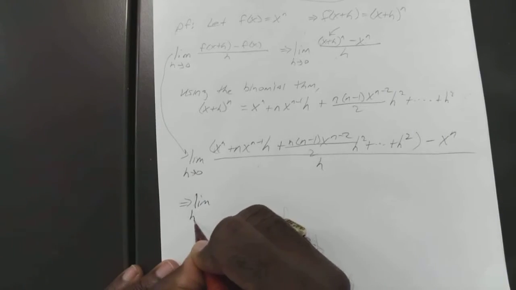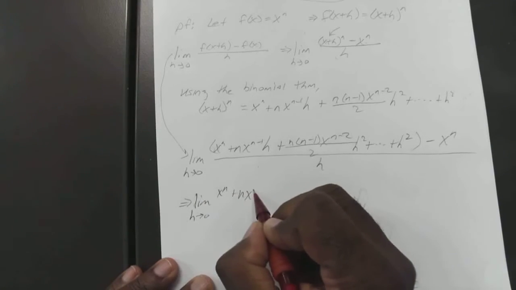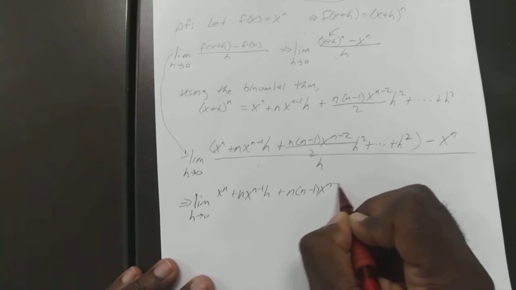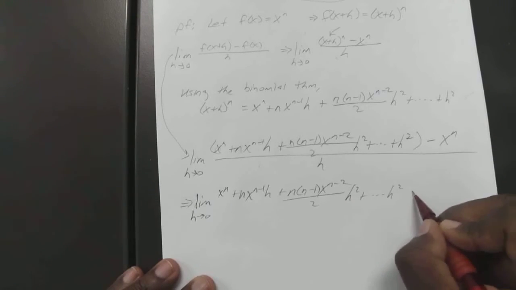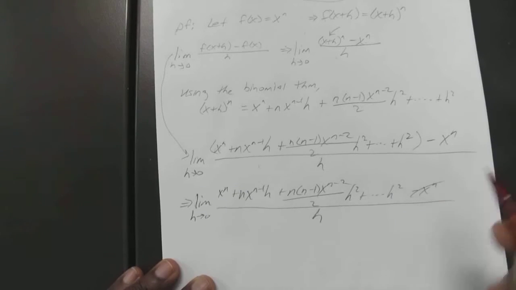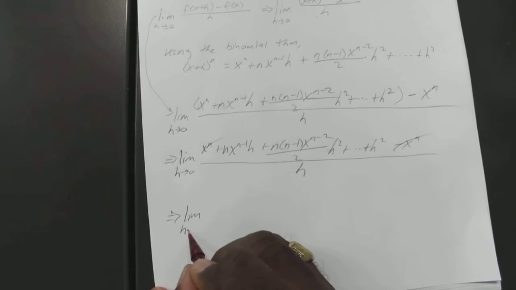So we have the limit as h approaches 0 of x to the n plus n x to the n minus 1 h plus n times n minus 1 times x to the n minus 2 over 2 times h squared plus all the way to h to the n, minus x to the n, all over h, where those two cancel out. If we factor out an h from all of those terms, that should be a plus sign there, we have the limit as h approaches 0.